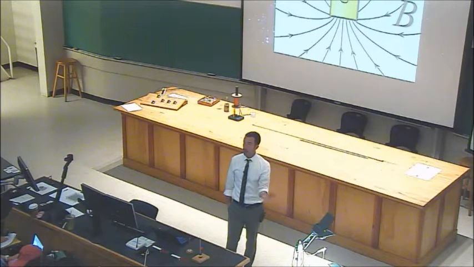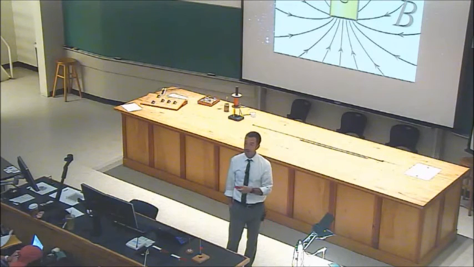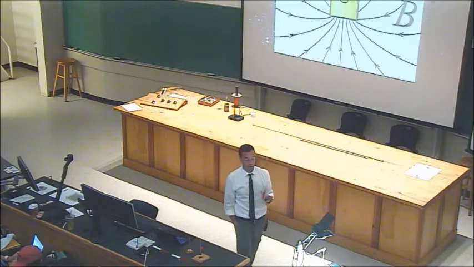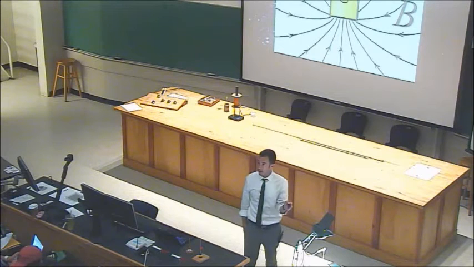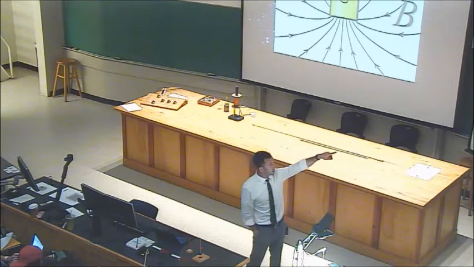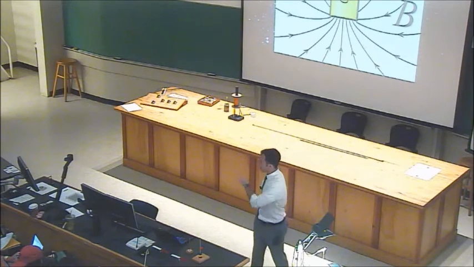If magnetism arises from moving charges, which it does, and current is moving charges, then all electric current creates a magnetic field. So what you're seeing up there is a bunch of little compass needles, kind of like I had over there.